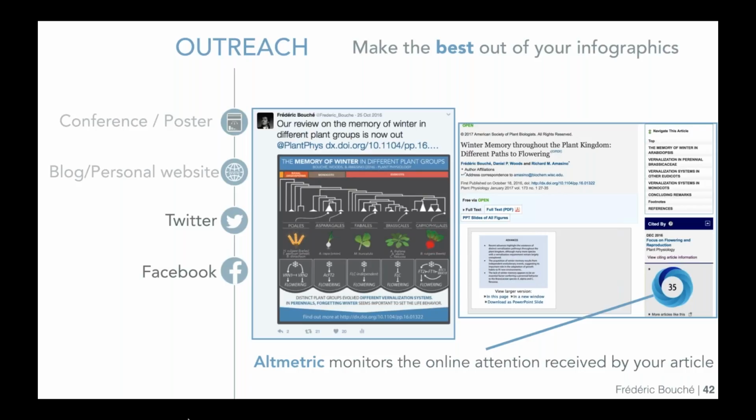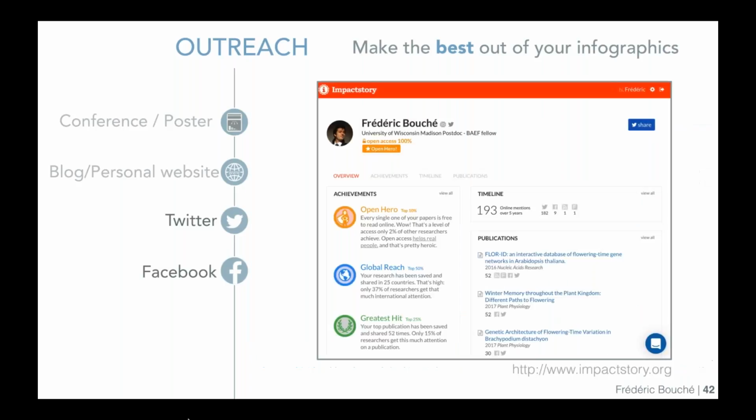And this donut is actually the Altmetric score. Altmetric is a website that monitors the online attention that your article receives. And so by tweeting your article with infographics, you can increase the online attention that is received by your article. You can also check the online attention on Impactstory, which is a pretty nice website that allows you to track everything that is related to your publication and that is not article citation.